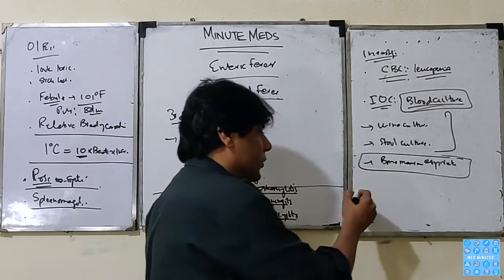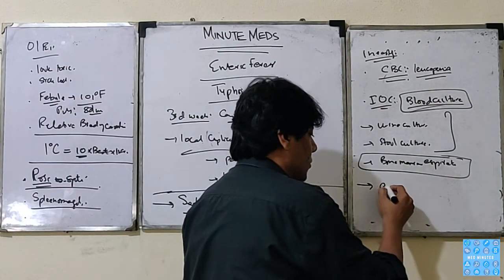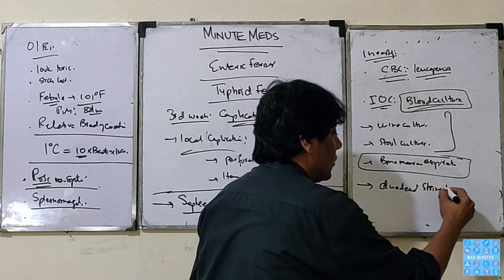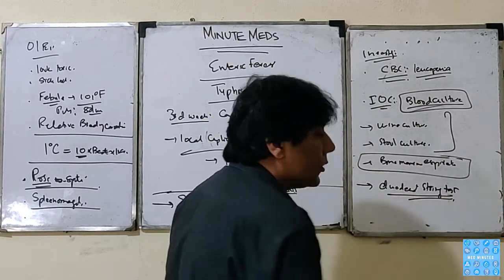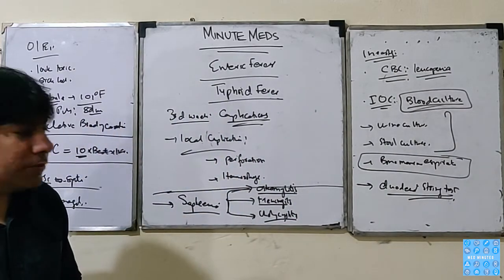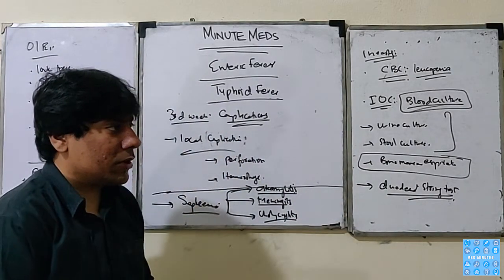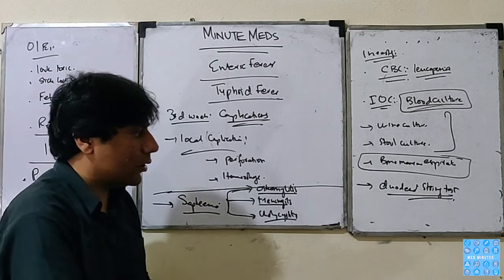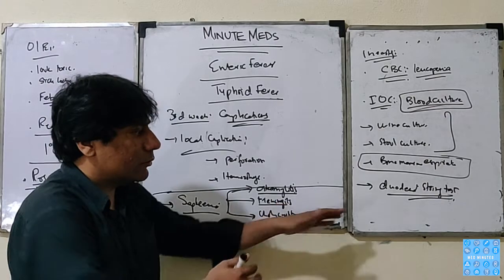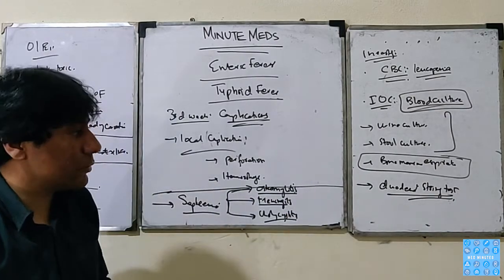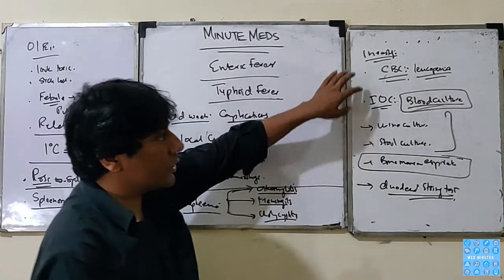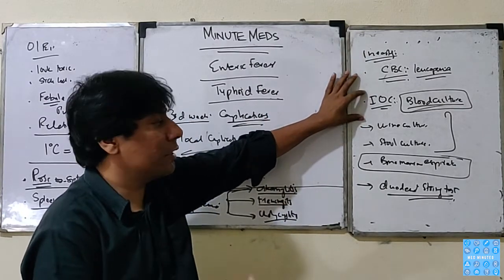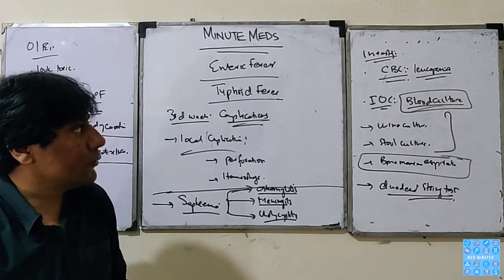There are other tests like the duodenal string test. This is also invasive, that's why it is not done routinely. We pass a string and keep it there in the duodenum for about 1-2 hours. Then we pull it back and see whether the bacteria is present or not. But for the investigation, we start with the CBC to look for leukopenia and we go for the blood cultures. That's the way we do it.